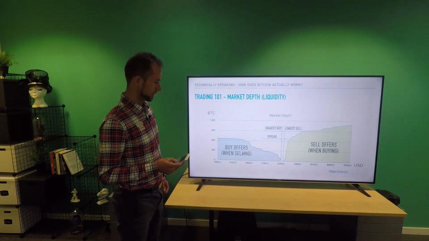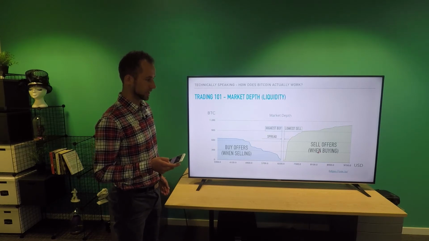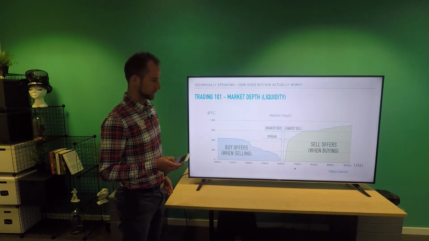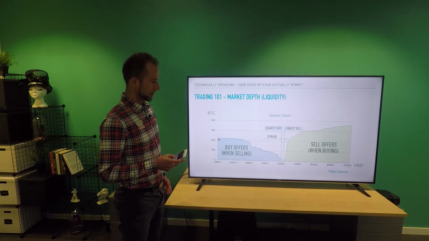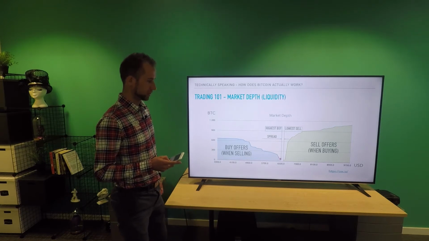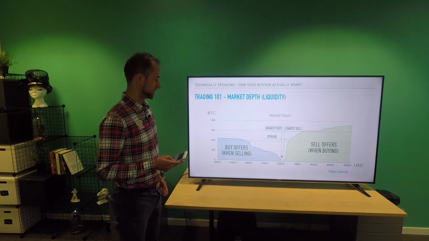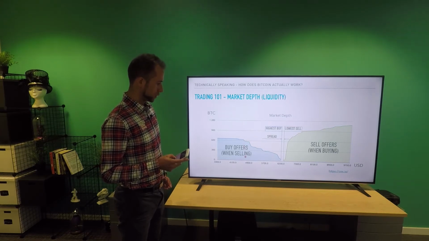On the left hand side you have all the buy offers that you will use when you want to sell, and on the right hand side you have all the sell offers that you will use when you want to buy. The horizontal axis is the price of the asset, and the vertical axis is the number of Bitcoins at a certain price. I'll show that to you on an example. Say you want to sell 600 Bitcoins. So you'll start selling at $6,500, but 600 Bitcoins goes all the way up to here. And that will take you down to $4,900.